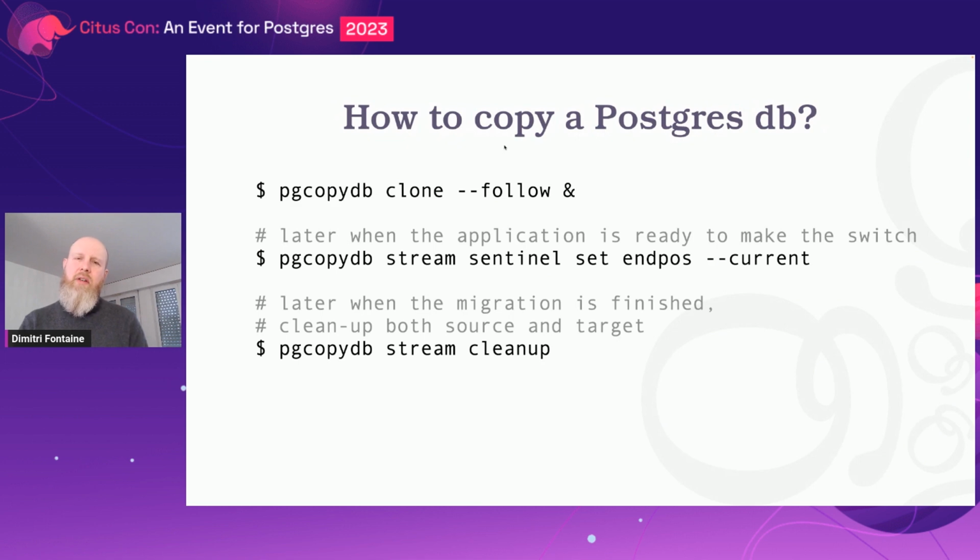It's not exactly all you need to know about it, really, because when you implement the follow mode, well, then at some point in time, you need to implement a cutover. So you need to be able to say, hey, I don't want to be replaying changes anymore to the target system. And you do that with the command pgcopydb stream sentinel set endpos, like the end position on the WAL that you want to stop at. And usually you do that at the current time when you run the command. And when everything is done and you're happy with it, you can clean up the source and the target database.